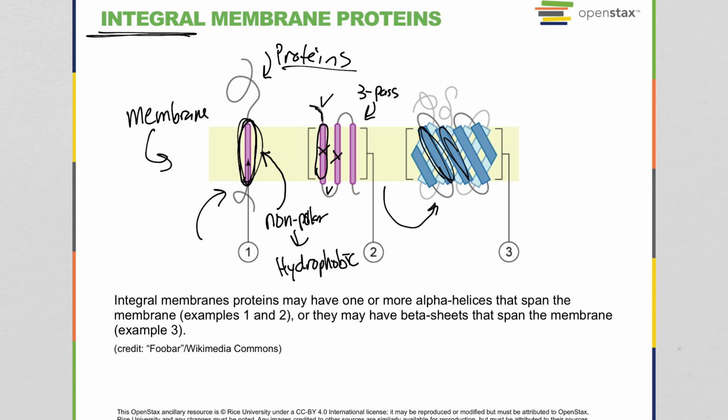So this is what you would use to form, like, a facilitated diffusion channel, right? That's going to let something pass through the membrane, like sodium ions or glucose. We'll see examples of this in just a bit.